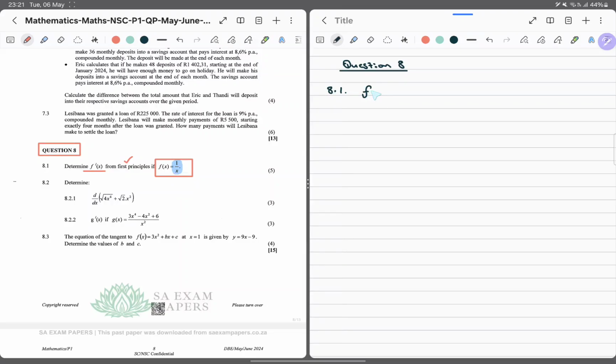We know that when we want the first derivative of any function f, it's going to be equal to the limit as h tends to 0 of this quotient: f(x + h) minus f(x), all divided by h. Okay.